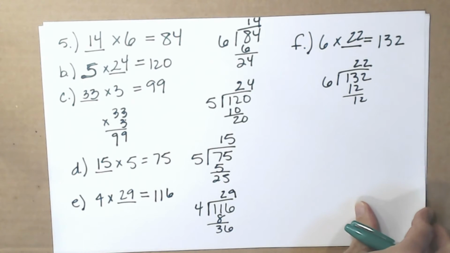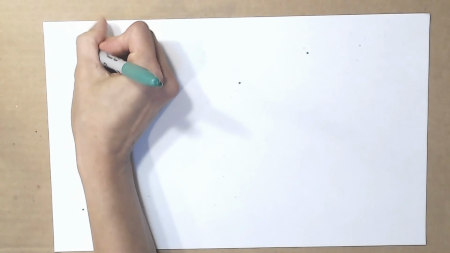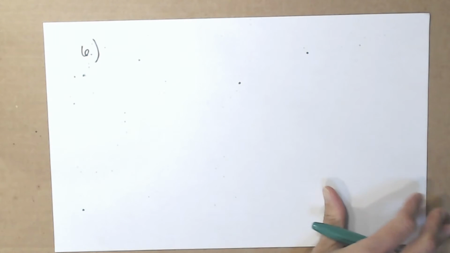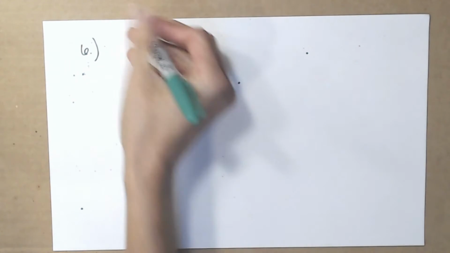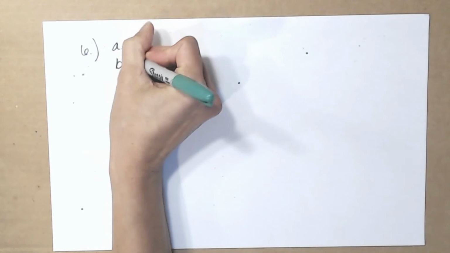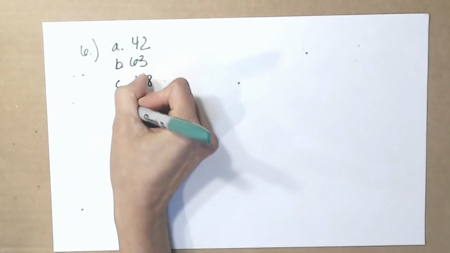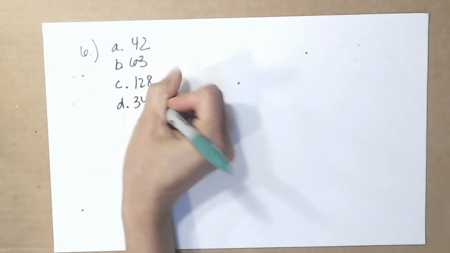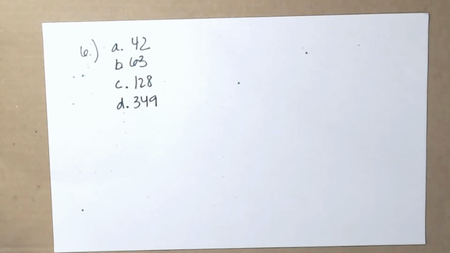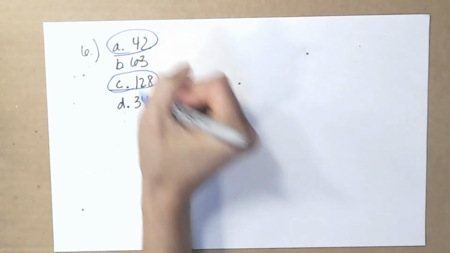Okay, and let's go on to the last few problems here. We are on 6. 6 says, which of the following numbers have 2 as a factor? Our choices are A is 42, B is 63, C is 128, D is 349. Which of those have 2 as a factor? In order to have 2 as a factor, it must be even. The only ones that are even are those.